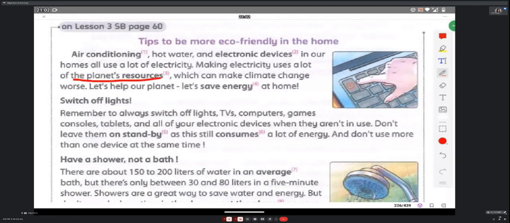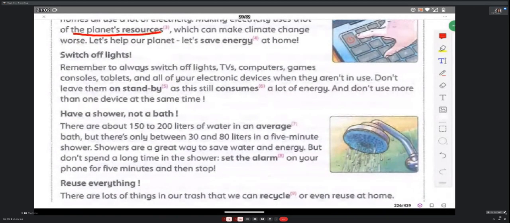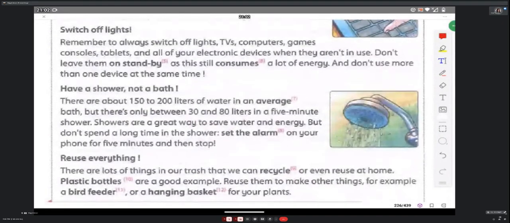Switch off lights. Remember to always switch off lights, TVs, computers, games consoles, tablets, and all of your electronic devices when they aren't in use. Don't leave them on standby, as this still consumes a lot of energy. And don't use more than one device at the same time. Have a shower, not a bath.